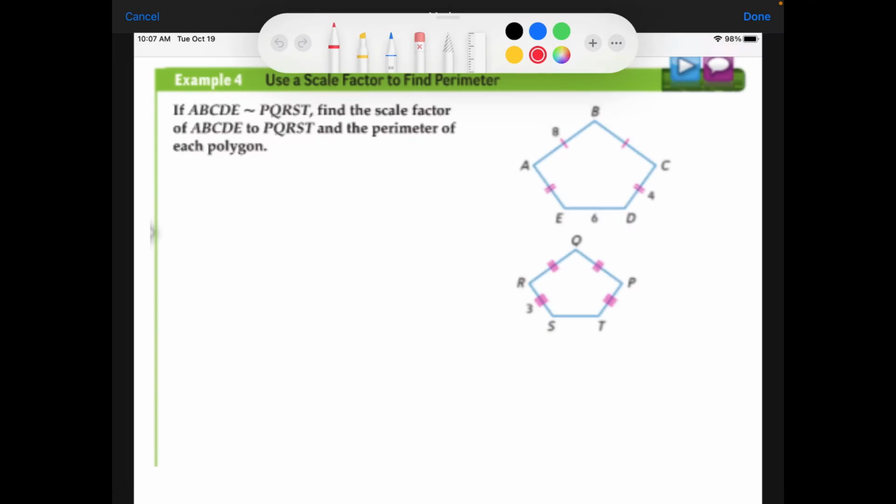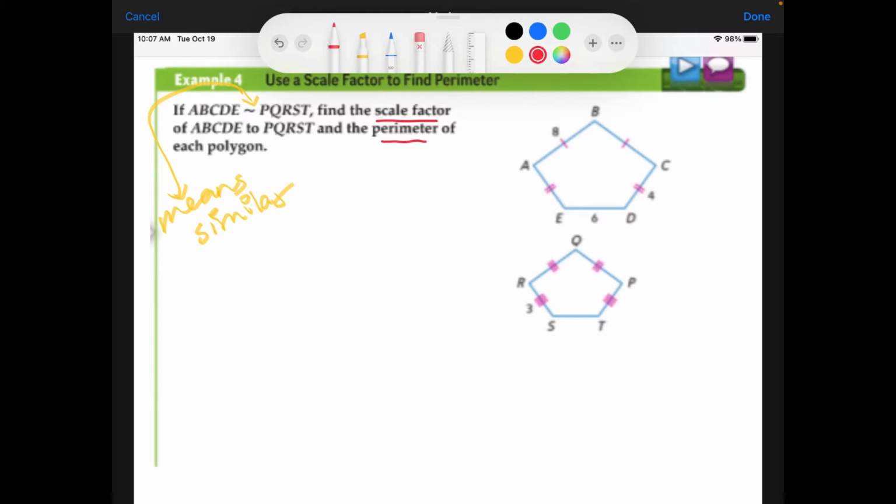Here it says, I think this is not a quadrilateral, so we're just going to say it's a polygon. Polygon ABCDE is similar. Remember this symbol right here means similar. Okay, so these polygons are similar. Find the scale factor of these polygons and the perimeter of each polygon.